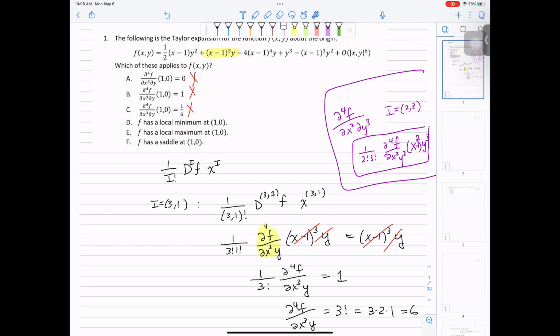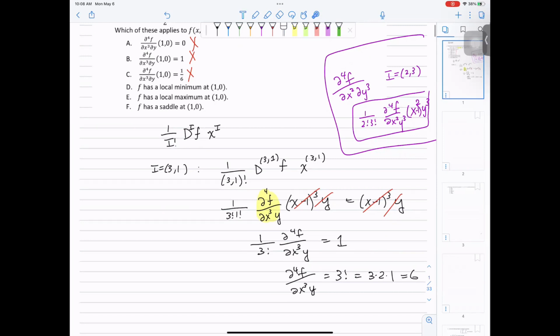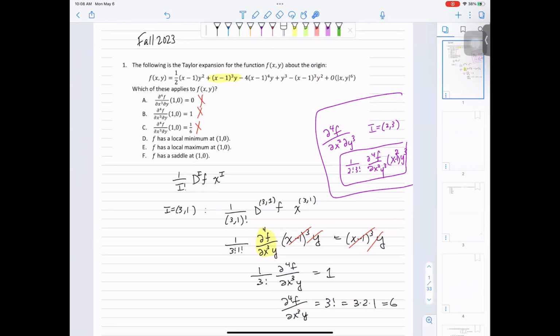Why did I cancel x minus 1 cubed y? So I'm trying to find this partial derivative, and I know that the term in my Taylor series that contains this partial derivative will look like this left-hand side thing.